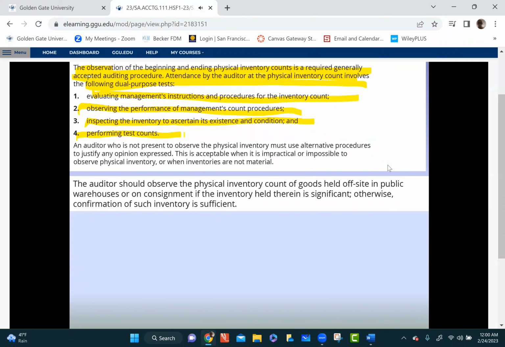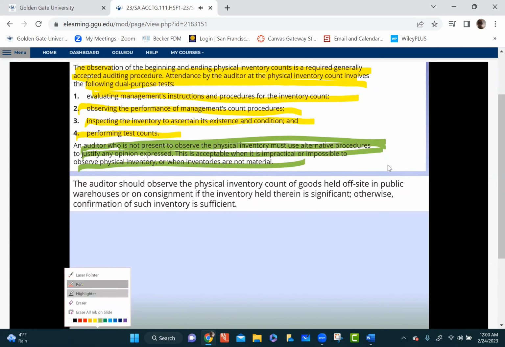Okay. Now, they tell us that an auditor that is not present to observe the inventory will have to perform alternative procedures. Okay, now what are we talking about here? Let's say a client hires you on 6/30.